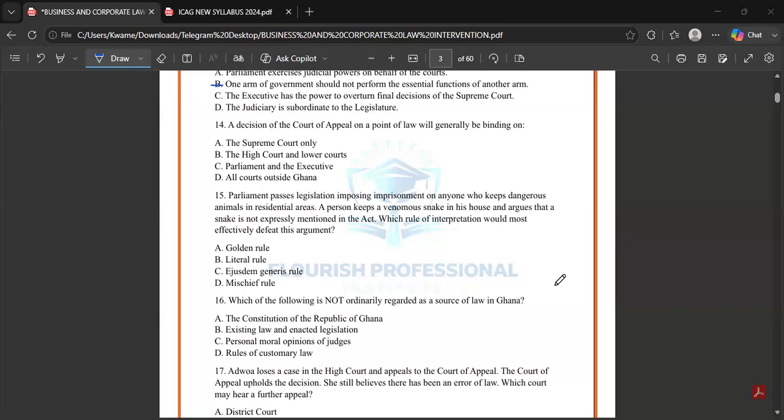15. Parliament passes legislation imposing imprisonment on anyone who keeps dangerous animals in residential areas. A person keeps a venomous snake in his house and argues that a snake is not expressly mentioned in the act. Which rule of interpretation will most effectively defeat this argument? A. Golden rule. B. Literal rule. C. Ejusdem generis rule. D. Mischief rule.